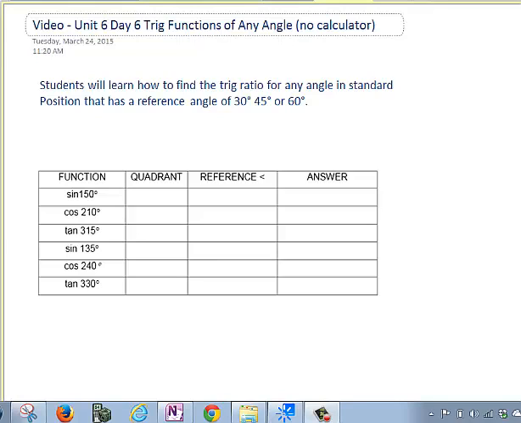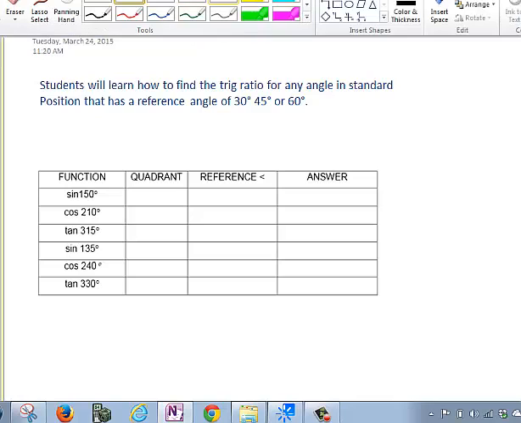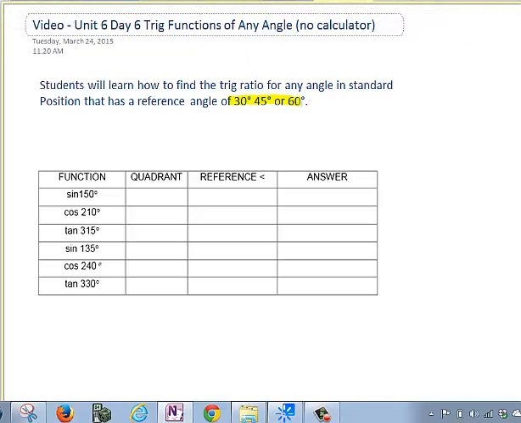Today we're going to be working with trig functions of any angle, as long as the angle's reference angle is 30, 45, or 60. So let me just show you what that means. Again, we're focusing on reference angles of 30, 45, or 60.